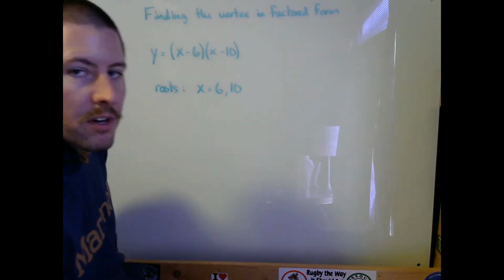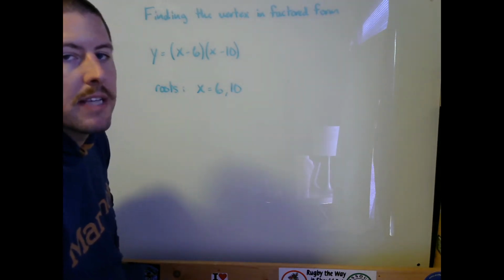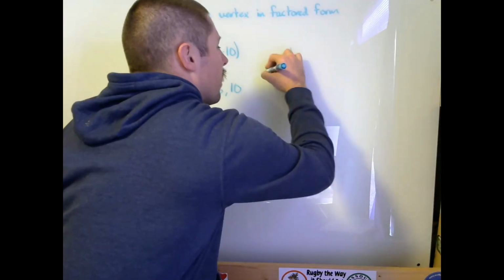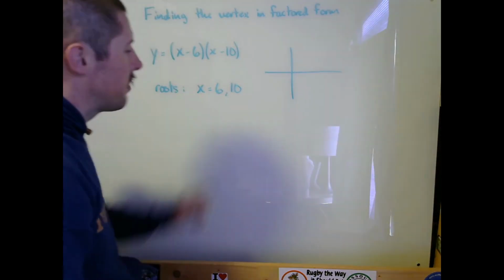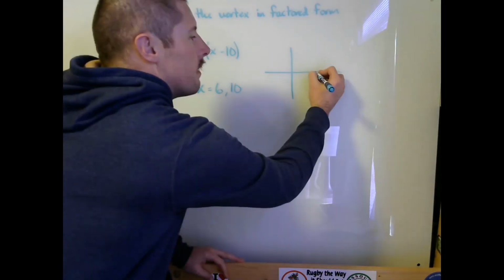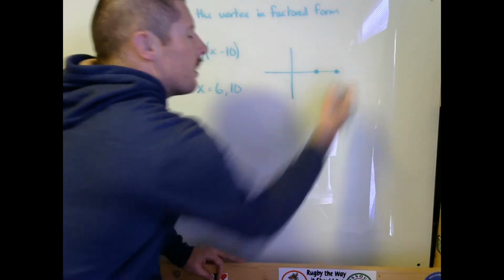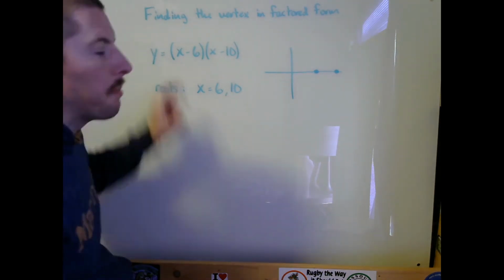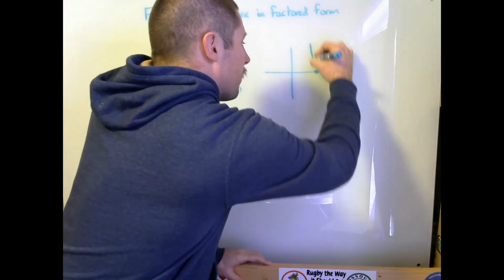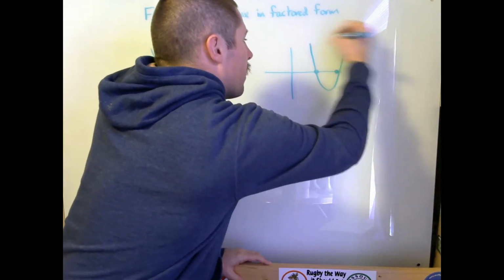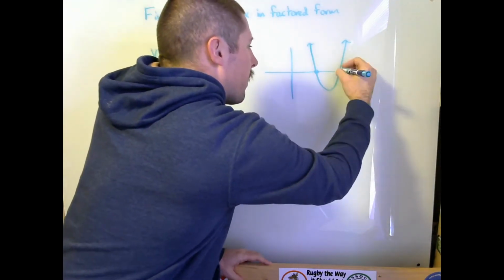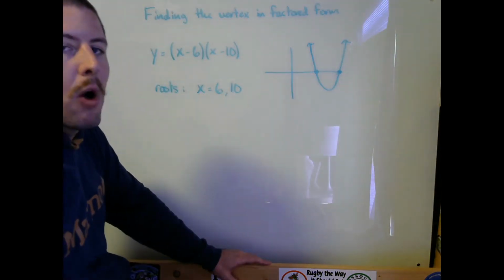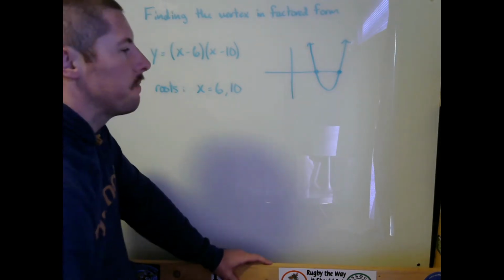I'm going to go one step further with this, and I'm also going to suggest that we have an essential idea as to what this graph looks like. I know that this parabola is going to experience roots at 6 and 10. I also know that this parabola has a positive a value, so I expect this parabola to open upwards. So here is my approximate graph of a parabola that opens up and has roots at 6 and at 10.